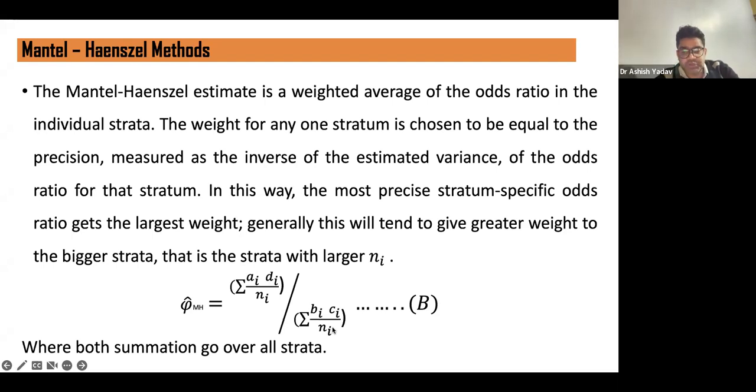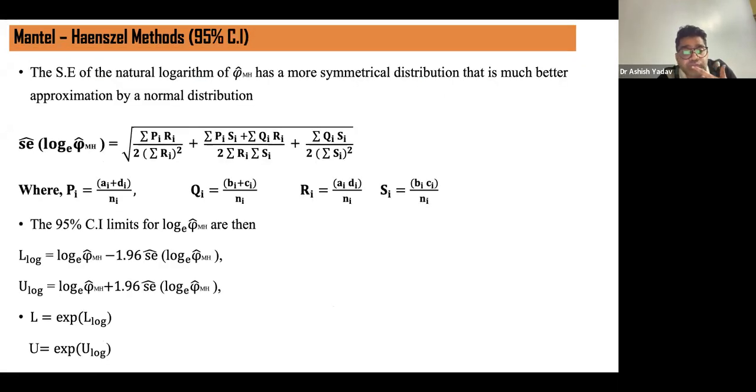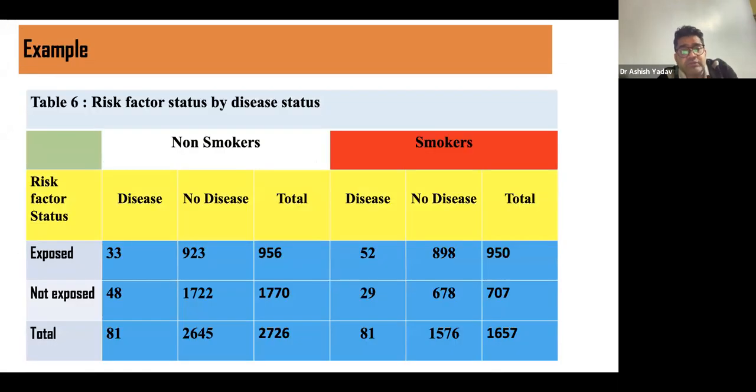For each stratum, we calculate the terms for the exposed group and the non-exposed group, take the summation over the entire strata range, and whatever value we get would be the adjusted odds ratio value. Let's look at this example. Here we have smokers and non-smokers. Smoking we are considering as the confounding variable, and using the Mantel-Haenszel approach, we solve it.